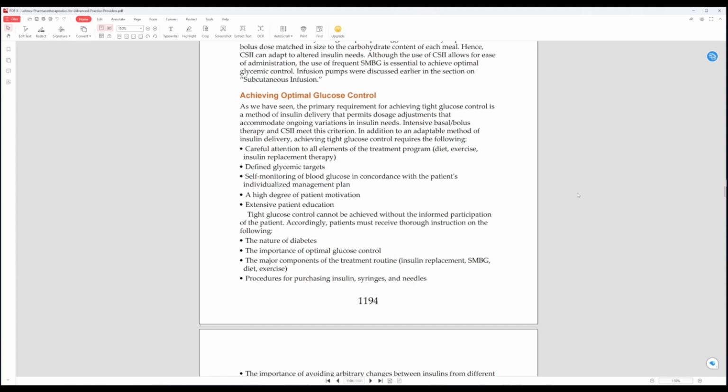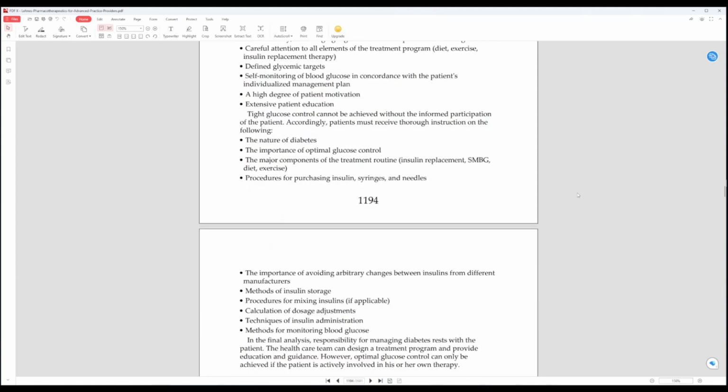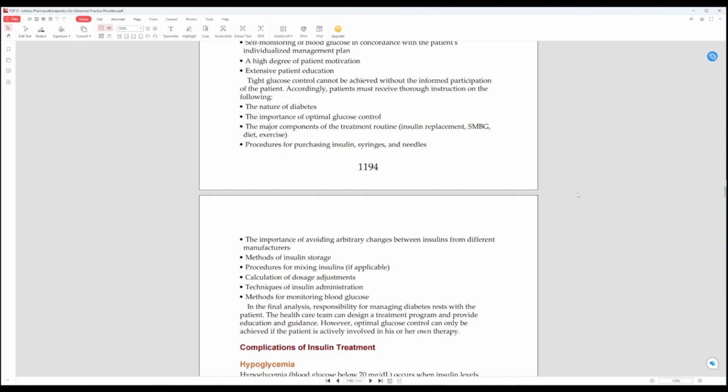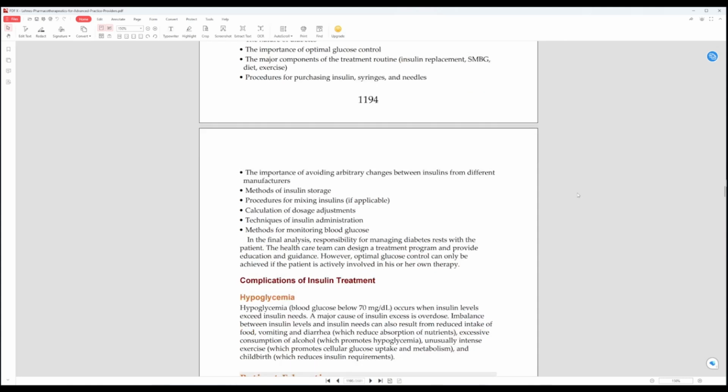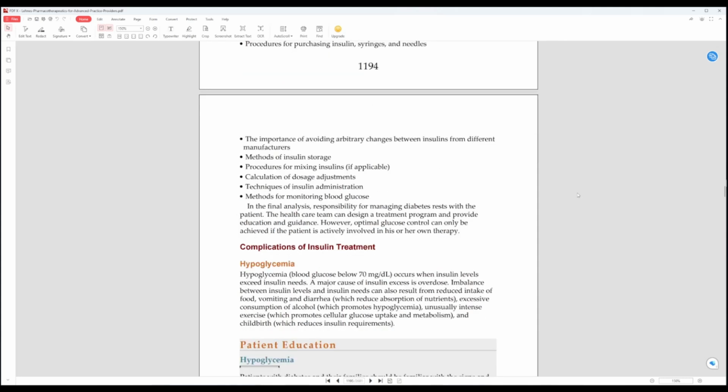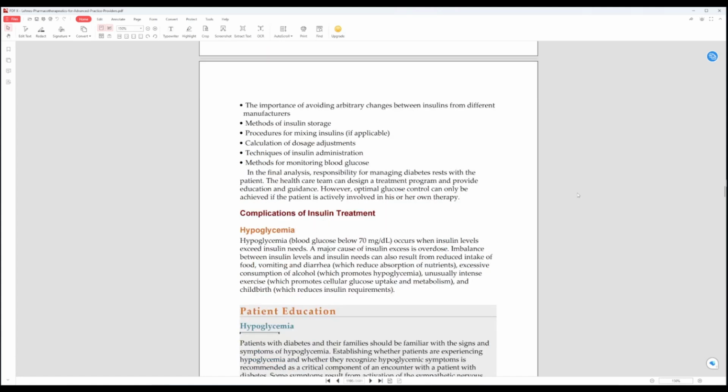Accordingly, patients must receive thorough instruction on the following: the nature of diabetes, the importance of optimal glucose control, the major components of treatment routine, whether it's insulin replacement, SMBG, diet, or exercise, procedures for purchasing insulin, syringes, and needles, the importance of avoiding arbitrary changes between insulins from different manufacturers, methods of insulin storage, procedures for mixing insulins if applicable, calculations of dosage adjustments, techniques of insulin administration, and lastly, the methods for monitoring their own blood glucose.